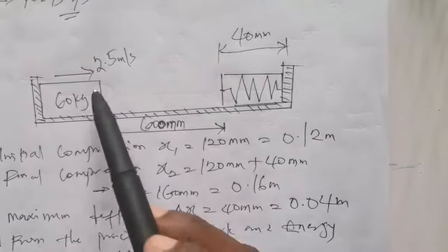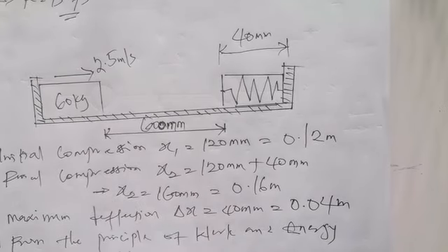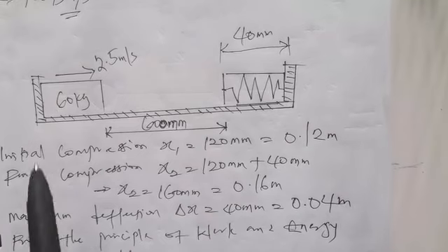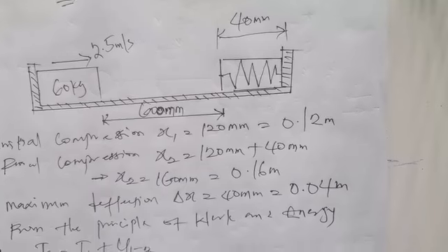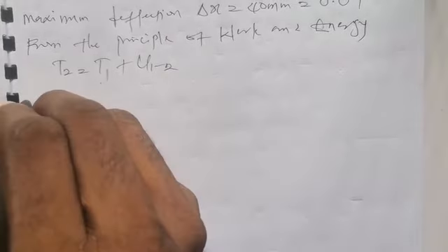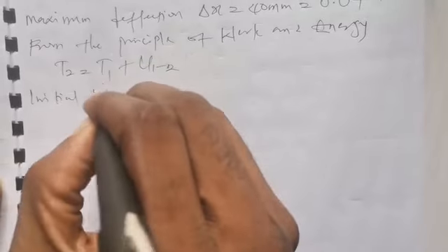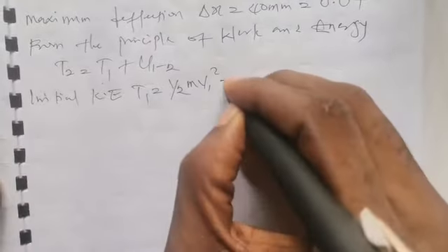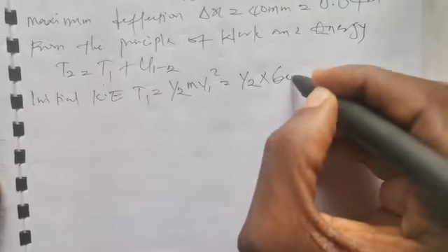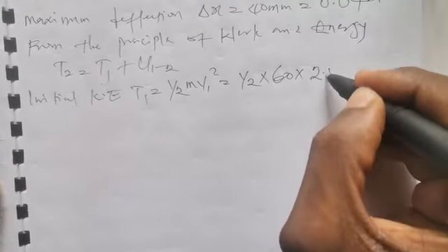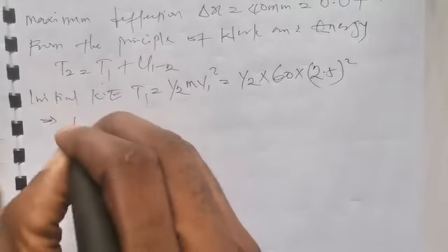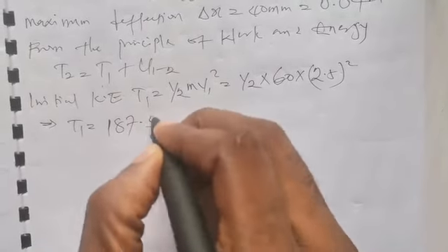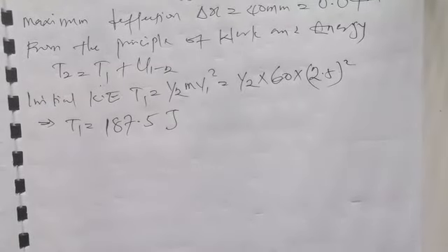But since we're given a second speed, it simply means the final kinetic energy of this object is automatically 0. So with the mass 60 kg and speed 2.5, let's calculate initial kinetic energy. So initial kinetic energy, which is T1, is equal to 1 all over 2 m v1 squared, and this is equal to 1 all over 2, the mass is 60 times v1 is 2.5 all squared. So this simply implies T1 is equal to, so that gives us 187.5 joules. So this is our initial kinetic energy.